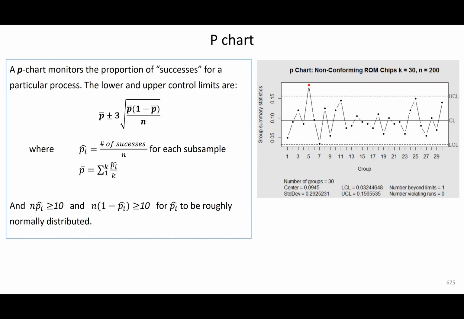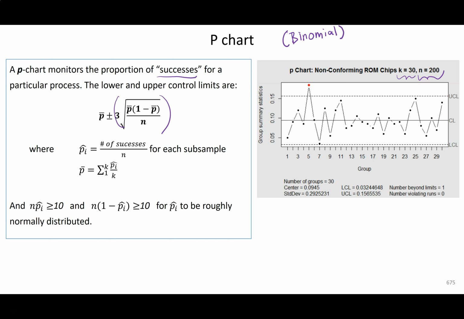The P chart monitors the proportion of successes for a particular process. So here we have a number of subgroups, 30 subgroups. Within those 30 subgroups, you take 200 trials or subsamples, and you count how many successes you have. This should make you think of the binomial process. Absolutely. In fact, it should look really, really like it.